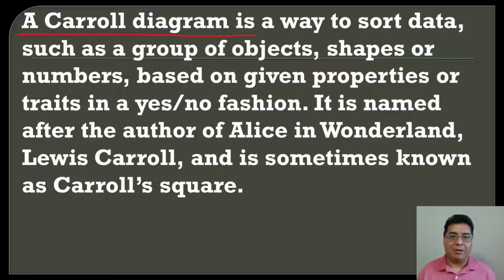A Carroll diagram is a way to sort data, such as a group of objects, shapes, or numbers, based on given properties or traits in a yes-no fashion. It is named after the author of Alice in Wonderland, Lewis Carroll, and is sometimes known as Carroll's square.